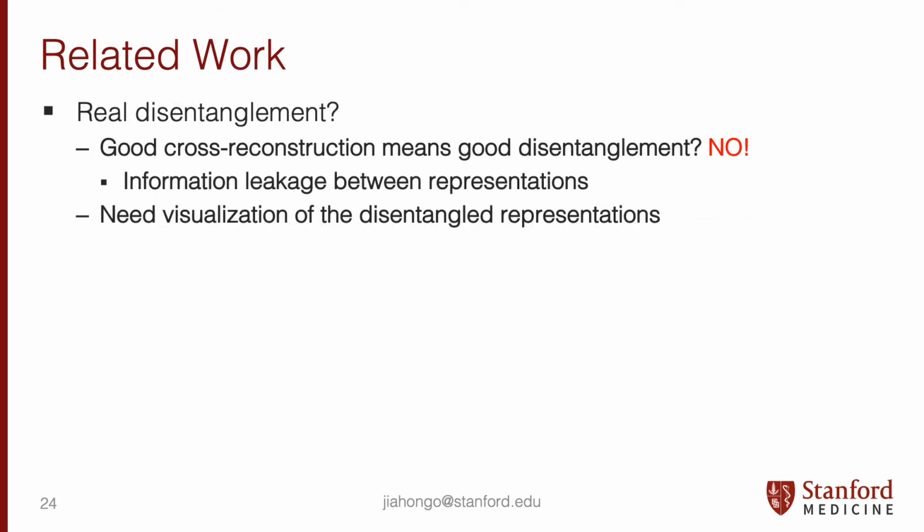So here is the question. Have these so-called disentanglement methods achieved real disentanglement? The answer is no. These methods usually use cross-reconstruction quality as the metric to evaluate the disentanglement. But as we discussed earlier, there can be information leak between representations, even with good reconstruction. So we need visualization of the disentangled representations.